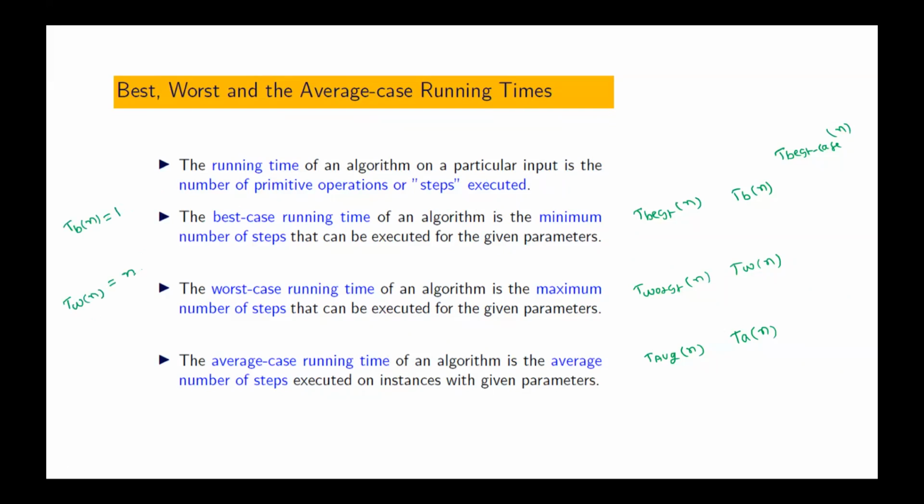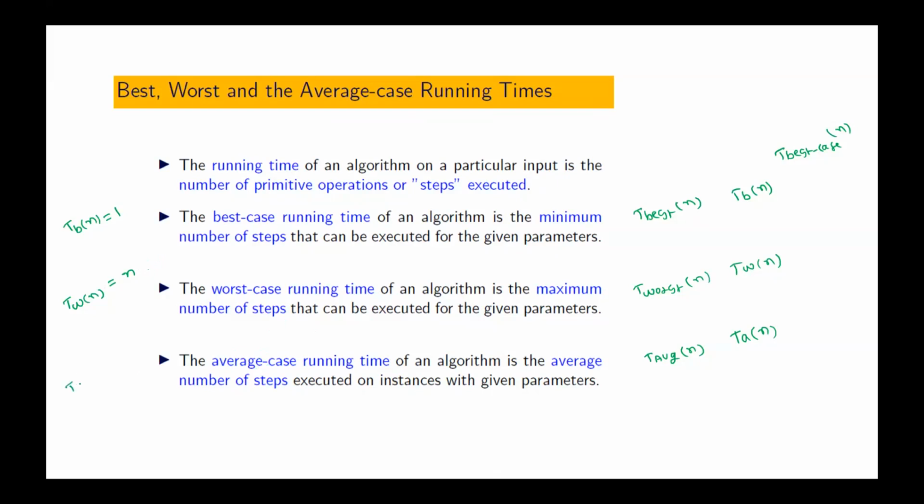Whatever operation we consider, A of i not equal to key, it is performed only n times, no? In the worst case, for each value it checks. So it is n. Is that okay? Now, what can you say about the average value?